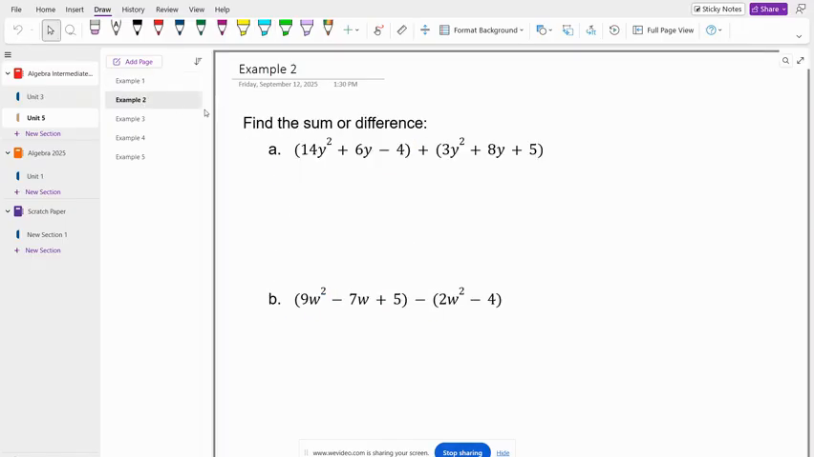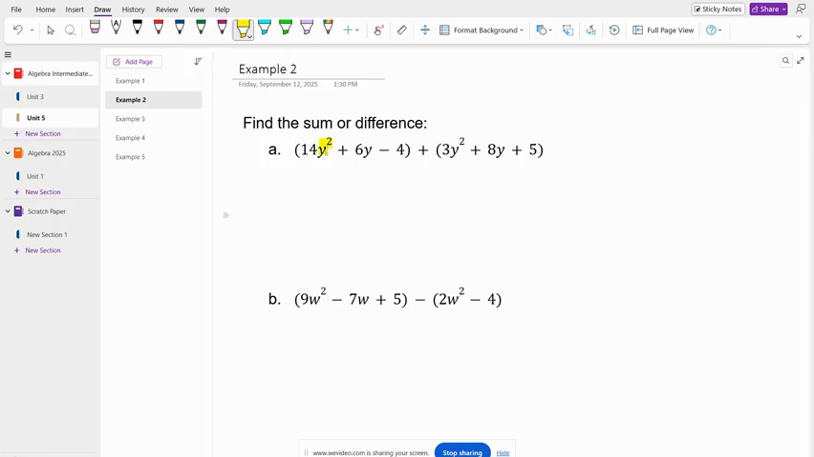All right, guys. So in this example, we're going to take it to the next step. We'll have multiple terms in here, and we just need to line up those terms and add or subtract. In this first one, we're looking for y squared terms, and we see a y squared term here. We think about 14 plus 3, which is 17 y squared. And then we're looking for next a y term. And so we see a y term in both of these, and we think of 6y plus 8y, which is 14y.